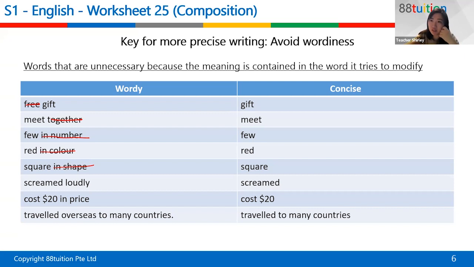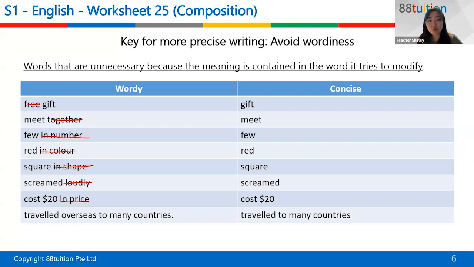Screamed, as a verb, suggests you are projecting your voice in a high pitch. So you don't really have to write loudly, because it's understood that screaming is a verb that suggests projecting your voice loudly and sharply. Okay, cost $20, same thing, you don't have to include in price.